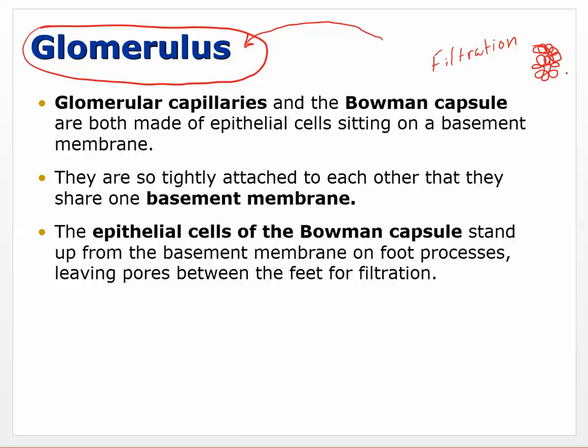You shouldn't have blood in your urine. Blood cells shouldn't be able to get through and move into that nephron. So the glomerulus is supposed to stop all that. So the glomerular capillaries and the Bowman's capsule are made up of epithelial cells sitting on a basement membrane. I'm not going to draw that because there's a picture of it on the next page. They are so tightly attached to each other that they share one basement membrane. Now we're going to have to understand a little bit of this anatomy to understand how these diseases work.